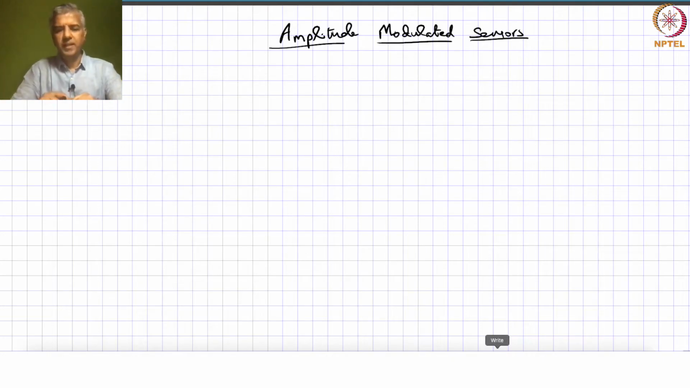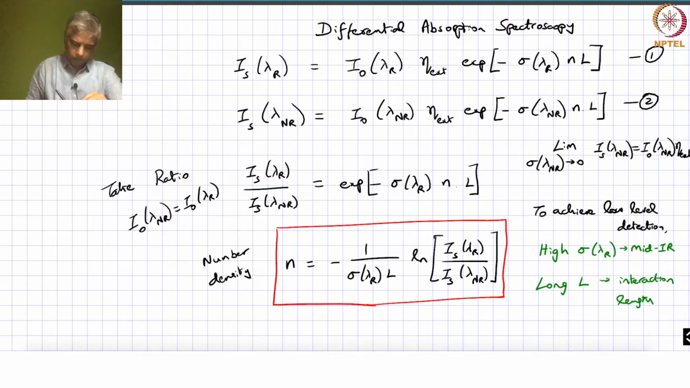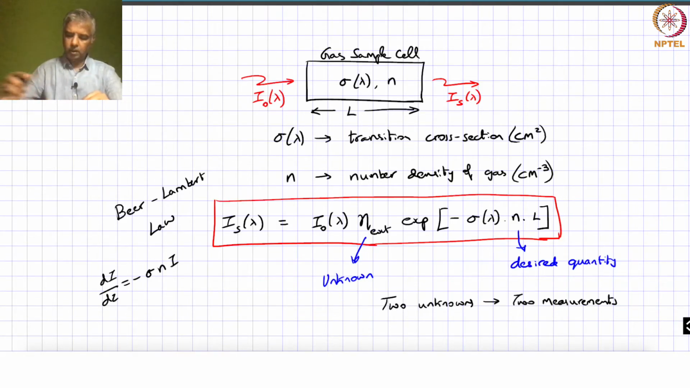Hello, we've been lately talking about amplitude modulated sensors, and in the last lecture we were talking about one example of an amplitude modulated sensor. We went into an example in a little more detail, which is based on absorption spectroscopy. One application of absorption spectroscopy is picking up absorption lines of gases, trace levels of gases.